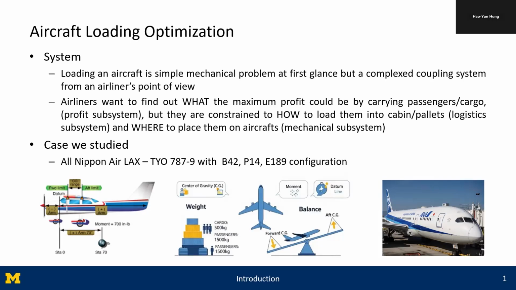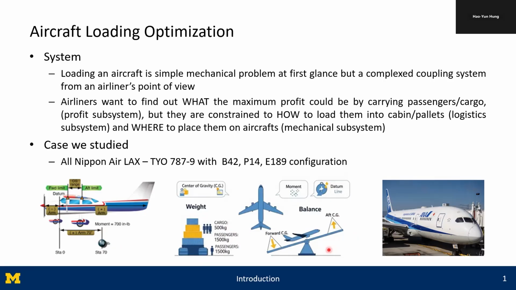Loading an aircraft is a simple task at first glance because we just want the torques to remain balanced. But from an airline's point of view, it's actually quite a complex coupling system, because we want to find out the maximum profit from carrying passengers or cargo, but we also need to figure out how to put them in cabins and containers, and where to put them on the airplane to remain balanced. So that calls for a system optimization of three subsystems.